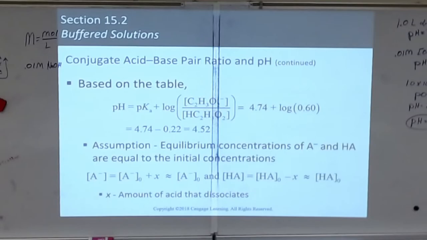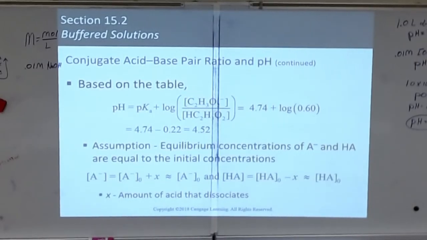All right, so based on this table, we end up with a pH of 4.52. We have to make some assumptions, and that is the equilibrium concentrations are equal to the initial concentrations. And we're going to let X be the amount of acid that actually dissociates. And it's going to be very small. That's one of the assumptions we have to make.